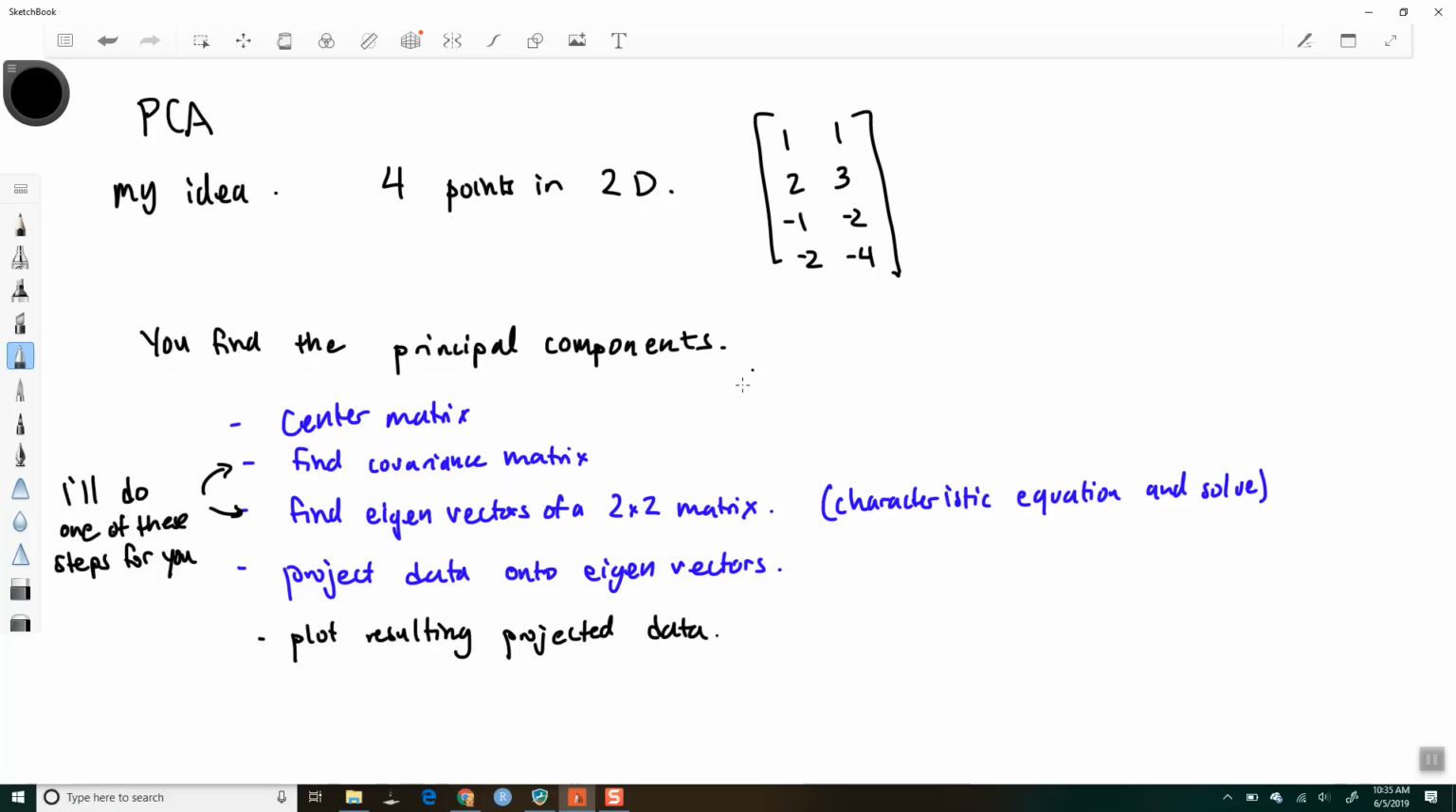For the covariance matrix of this, you can just do 1 over n. So I would just call this x-centered times x-centered.